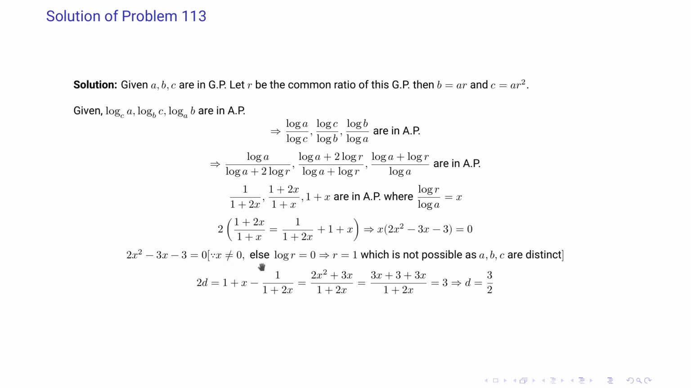Because if x is equal to 0, log of R would be 0, making common ratio 1, which is not possible according to the question because A, B, C are distinct. So we have this equation. Now, if you see these three terms, we can write 2d is equal to 1 plus x minus 1 by 1 plus 2x is equal to 2x square plus 3x by 1 plus 2x. Now we substitute the value of 2x square from this equation, that is 3x plus 3 plus 3x by 1 plus 2x, which will give us d is equal to 3 by 2.